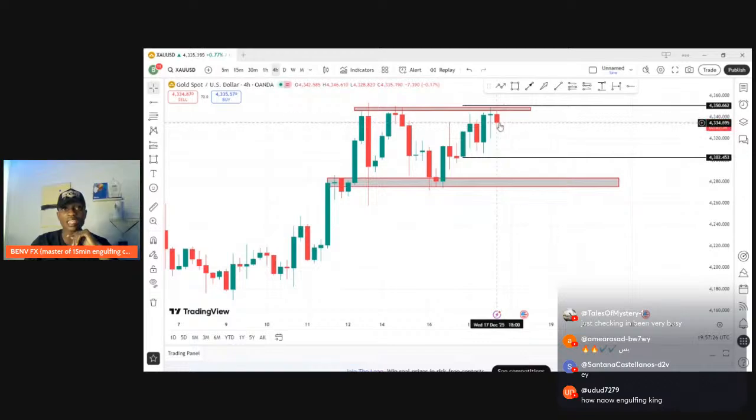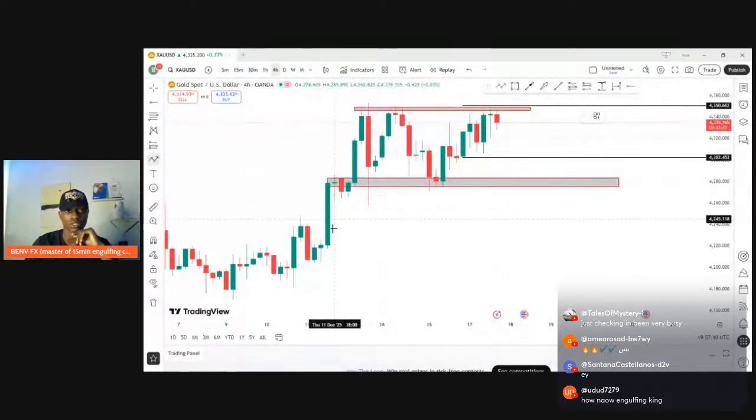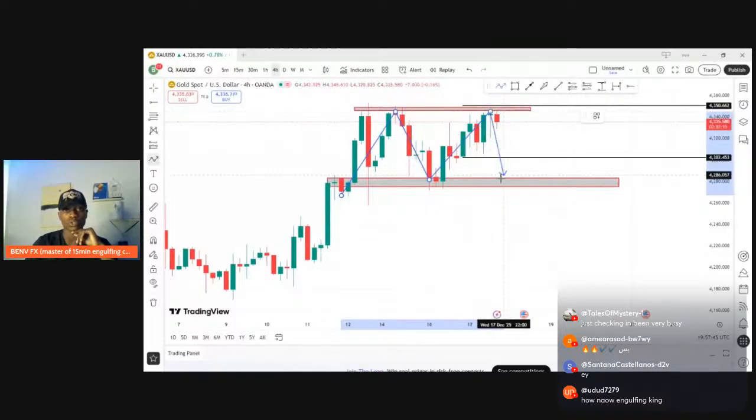And if the market pushes to this particular black line, you understand, it means the market has formed an M pattern, and whenever you see an M pattern on the chart, it means the market is going to the downside. So we'll be watching closely to see how the market is going to behave tomorrow, you understand.